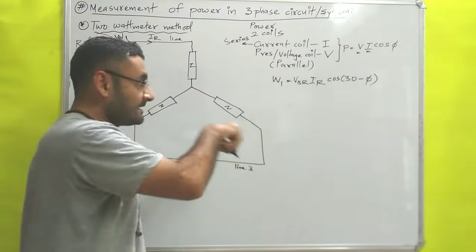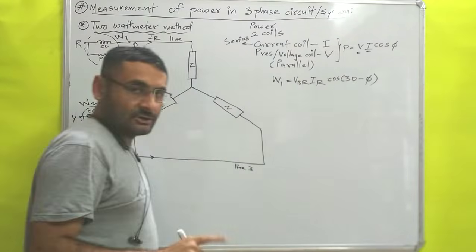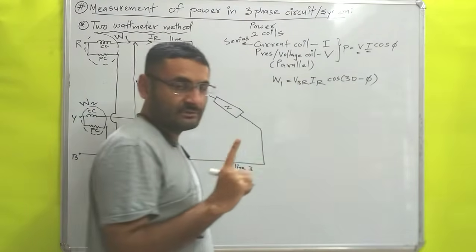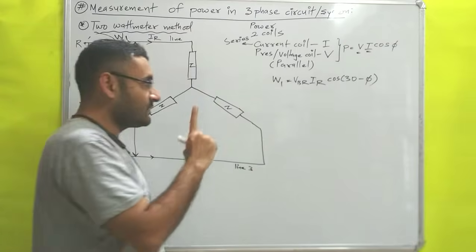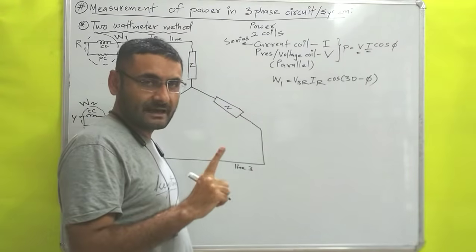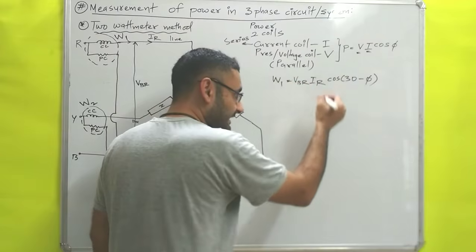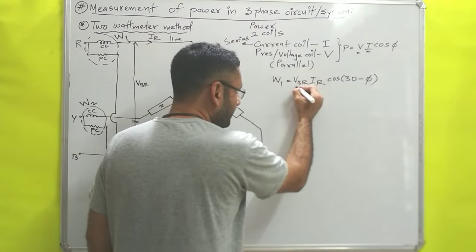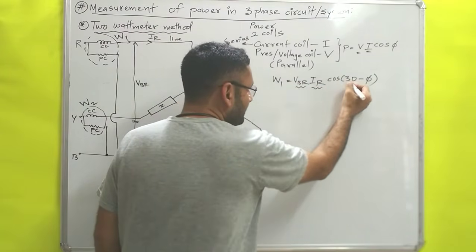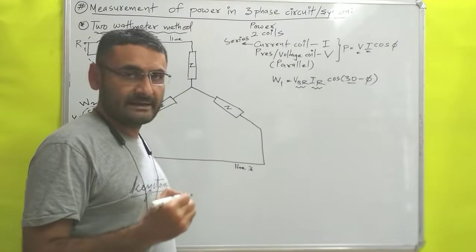Now the question may arise: why are we writing 30? The simple answer is that in previous videos on star connection, we have already drawn one phasor diagram, and in that phasor diagram I have said, and we have indicated on the diagram also, that the angle between VBR and IR is 30 degrees. That's why we are writing 30 degrees.